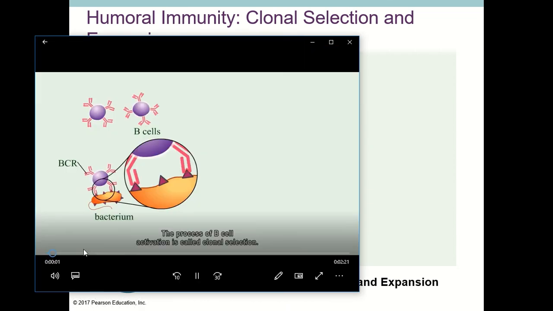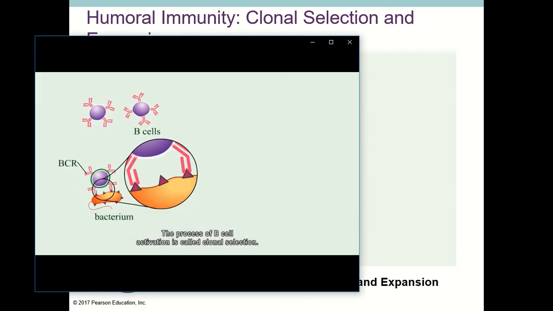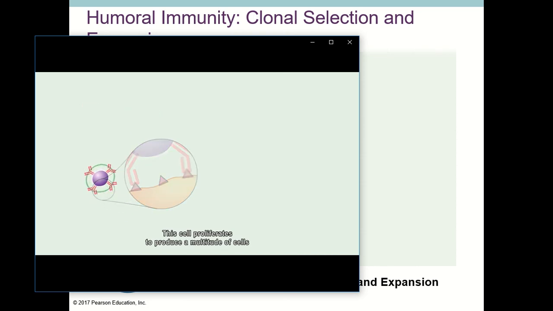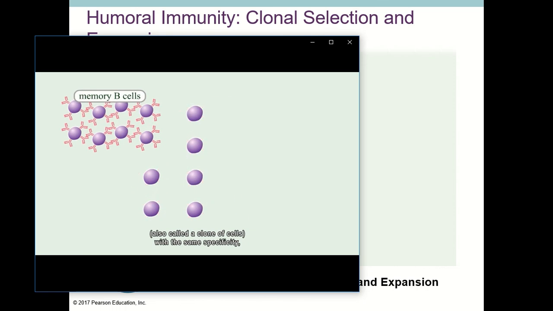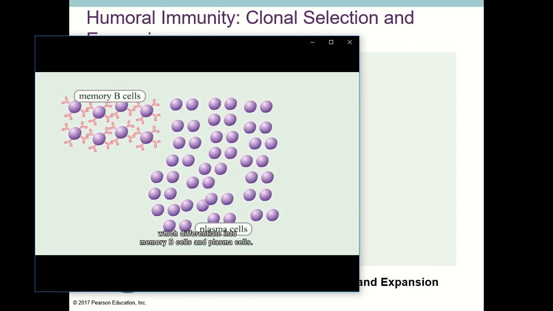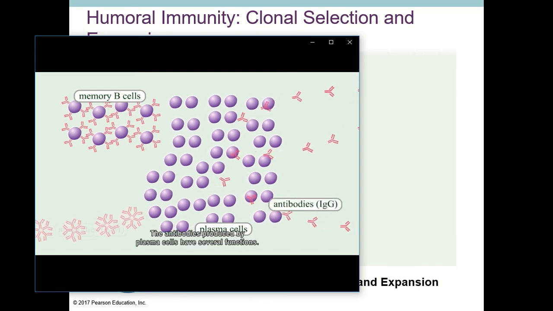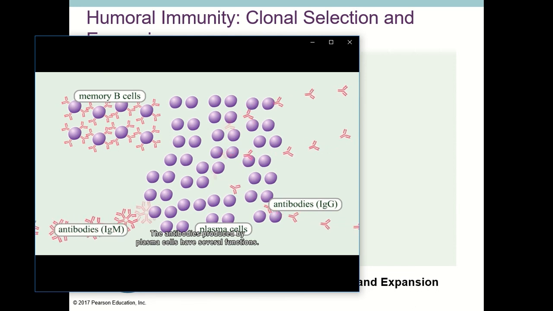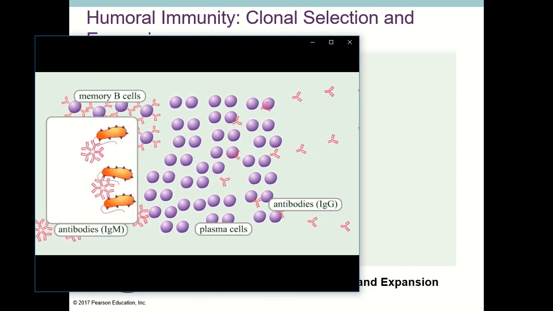The process of B cell activation is called clonal selection. During this response, a B cell with a specific antigen receptor recognizes an antigen. This cell proliferates to produce a multitude of cells, also called a clone of cells, with the same specificity, which differentiate into memory B cells and plasma cells. This process is called clonal expansion. The antibodies produced by the plasma cells bind to antigens to produce the humoral response.